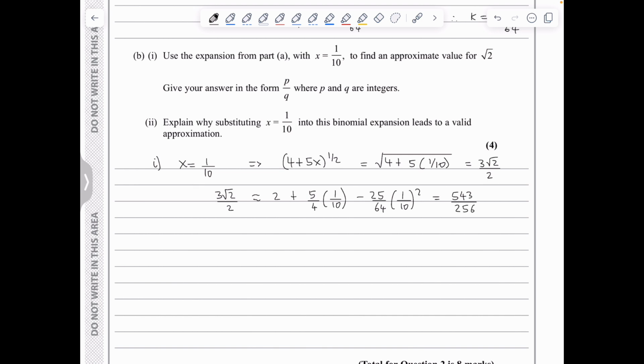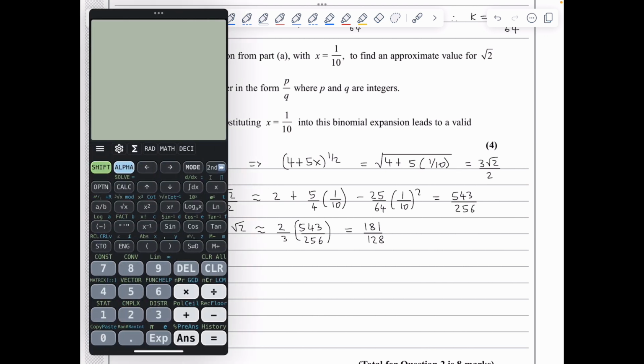So to obtain an estimate for root 2, I will multiply by 2 and divide by 3. So root 2 is approximately 2/3 of 543 over 256, which gives an answer of 181 over 128. Now I could use my calculator to check that my answer makes sense.